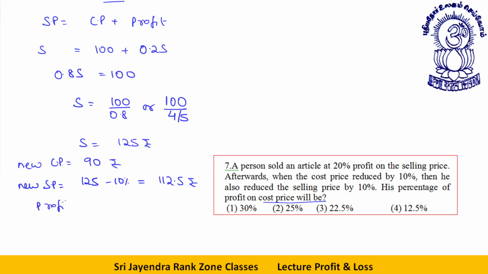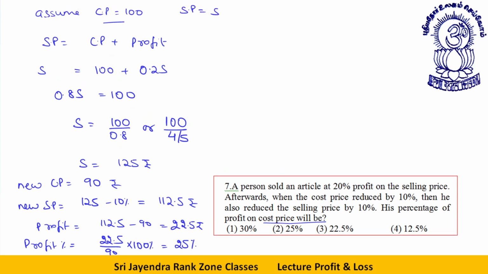Profit is 112.5 minus 90, or you can say 22.5 rupees. Profit percent will be what? Actual profit percent, 22.5 by 90 into 100%, that will be 25%. 22.5 into 4 will give you 90 actually. Okay, so this is your entire question. And just have a look at it before I proceed to the next question.